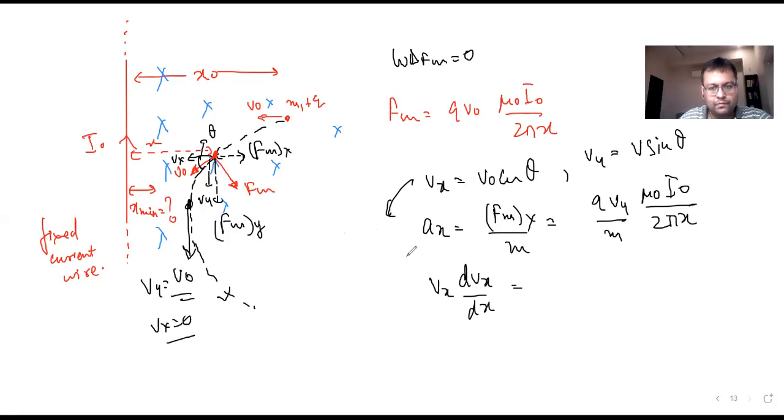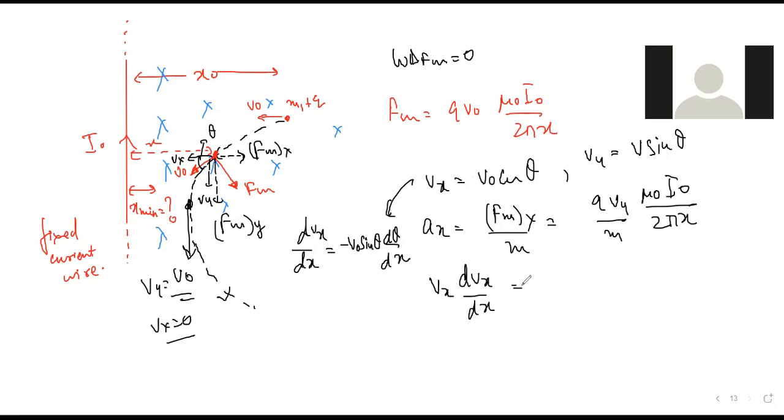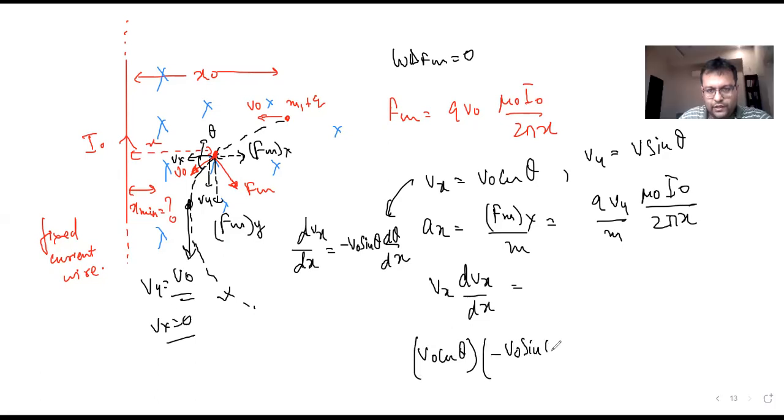So dv_x by dx will be minus V naught sin theta into d theta by dx. Something like that. Okay, so substitute here. V naught cos theta, we will substitute, into minus V naught sin theta d theta by dx, is equal to q V_y. V_y can be written as V sin theta by m and mu naught I naught by 2 pi x.